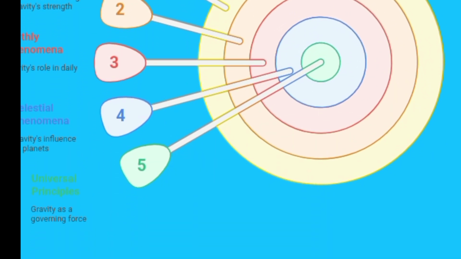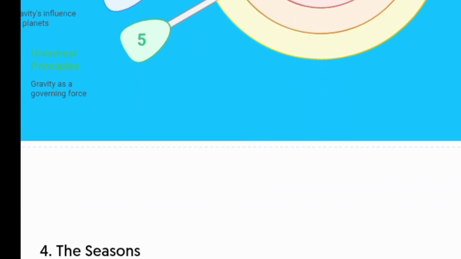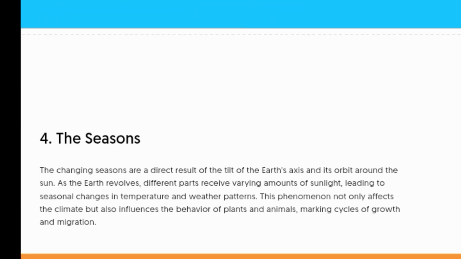Fourth phenomena is the seasons. The changing seasons are a direct result of the tilt of the Earth's axis and its orbit around the Sun. As the Earth revolves, different parts receive varying amounts of sunlight, leading to seasonal changes in temperature and weather patterns. This phenomenon not only affects the climate but also influences the behavior of plants and animals, marking cycles of both growth and migration.